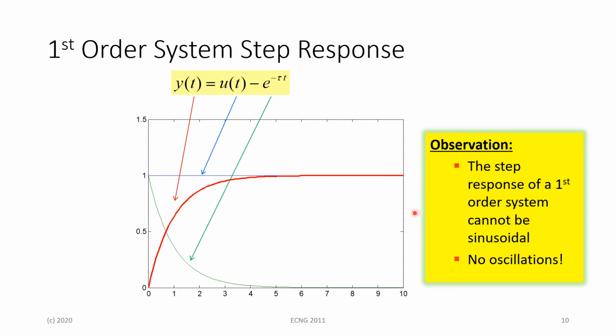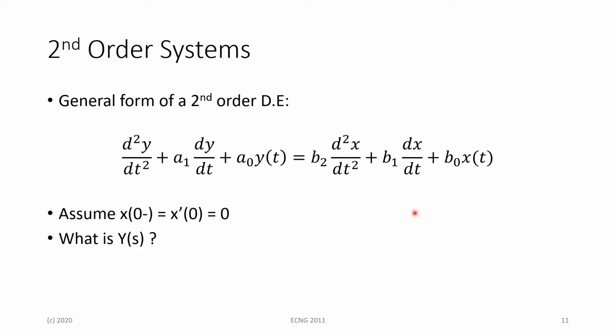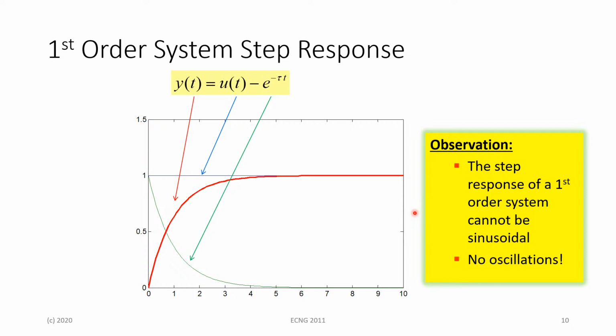It also holds the same properties as the impulse response, where the step response cannot be sinusoidal and there are no oscillations present within the entire system. Alright, so that's basically the end of our first order impulse response and our first order step response analysis. Are there any particular questions regarding the first order systems at this point in time?